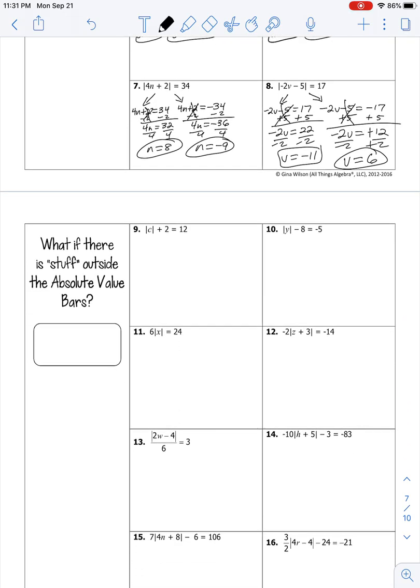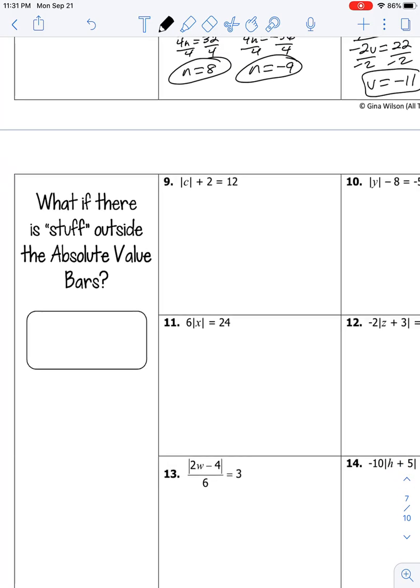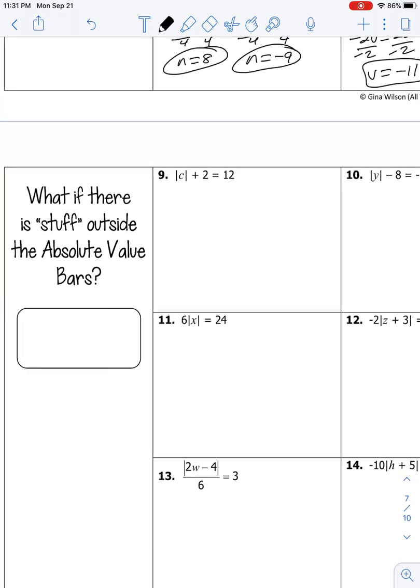All right, now this is where we get to what we call stuff on the outside of the absolute value bars. So meaning, what if there is stuff outside the absolute value bars? We get the absolute value by itself. That's what we do. Regardless of whatever you have to do, get the absolute value by itself.